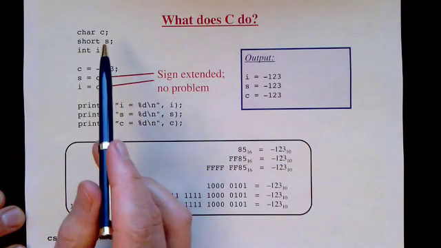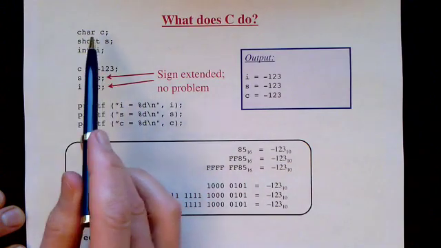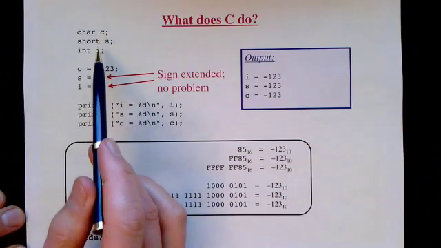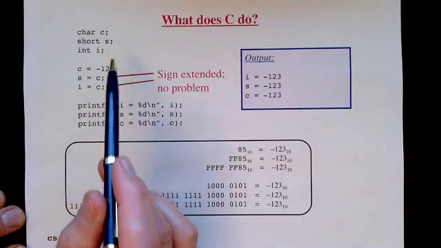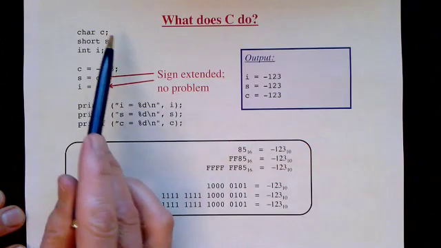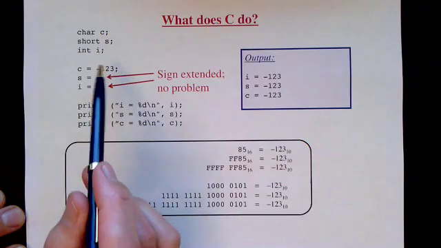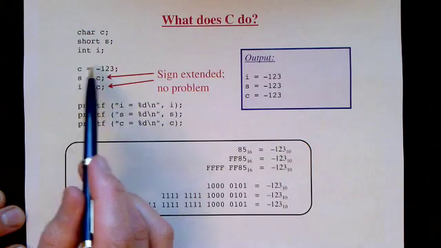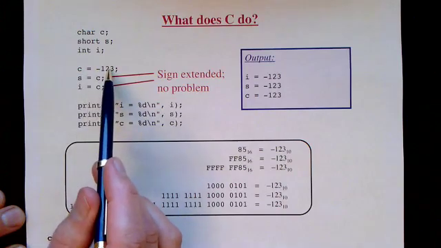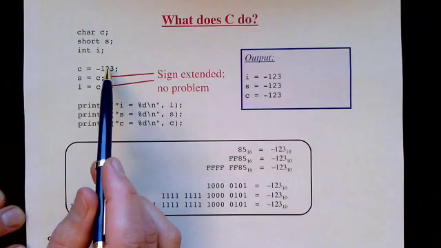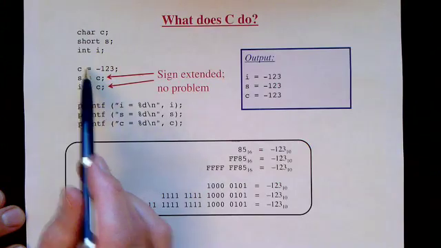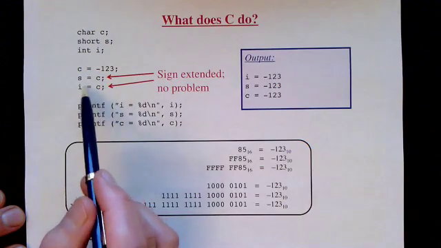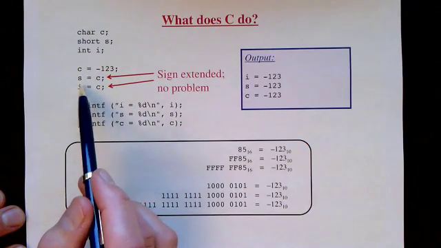So here are some variable declarations in C. A char is 8 bits, a short is a half word or 16 bits, and an integer is 32 bits. And so given these variable definitions, let's look at these assignment statements and see what happens. We're assigning to c the value minus 123, which can be represented in a byte. So when we copy it into a half word, there's no problem. It's sign extended. And when we copy it into an integer, there's no problem. It's sign extended.